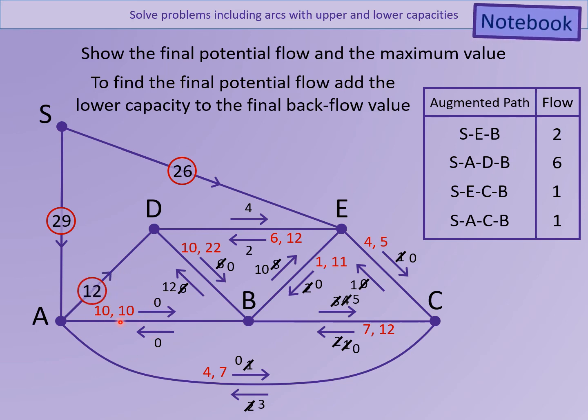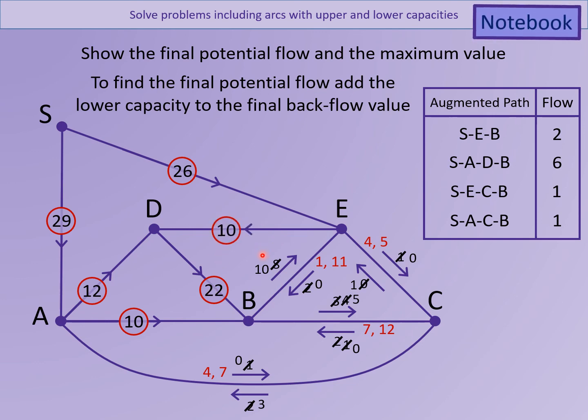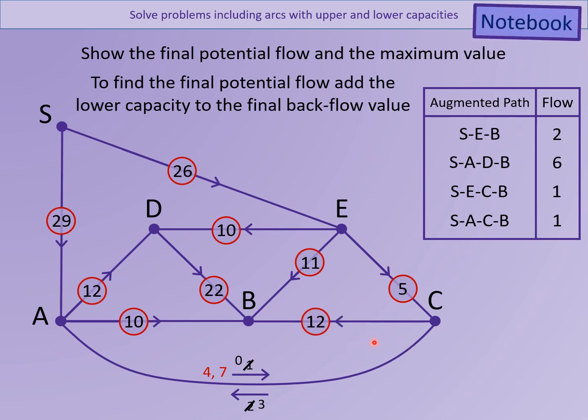This one, 10 plus 0 is definitely going to be 10. I'm going to go for this one. It's got a minimum of 6. We've used an extra 4. So that's going to go to 10. Let's go to this. 10. There we go. This one, minimum of 4, plus I use the extra 1, so that's going to be 5. That was 11 as well. There we go. And then this one, 7 plus the extra 5 that goes back would get me 12.